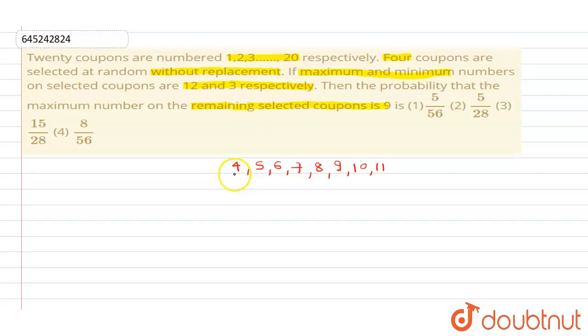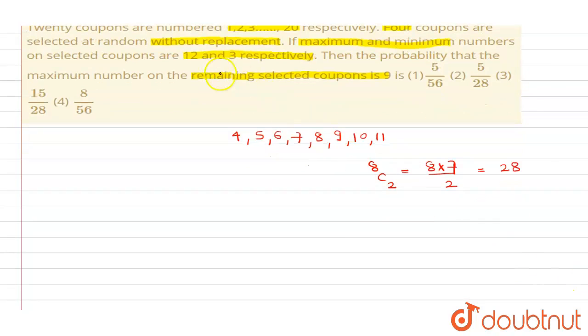Now see, these are 8 coupons remaining. Now we need to select 2 coupons out of these 8 coupons. This can be done in 8C2 ways. Therefore total number of ways of selecting the remaining 2 coupons will be equal to 8C2, which is equal to 8 into 7 divided by 2, which is 28 total ways of selecting the remaining 2 coupons.